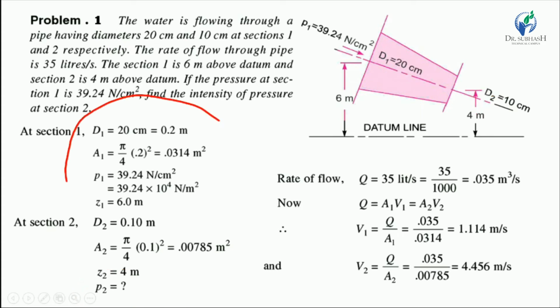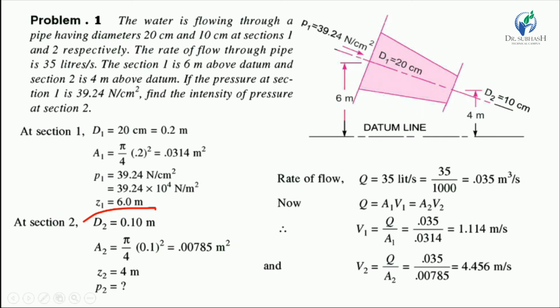So now let's list all the values which are given in the data. D1 is 20 centimeter, so convert into meter. Area we can get from the diameter, which is given as 20 centimeter, also converted into meter, and we can get the cross section area at section 1. Now pressure is given as 39.24 Newton per centimeter square, also convert into Newton per meter square: 39.24 into 10 raised to 4.